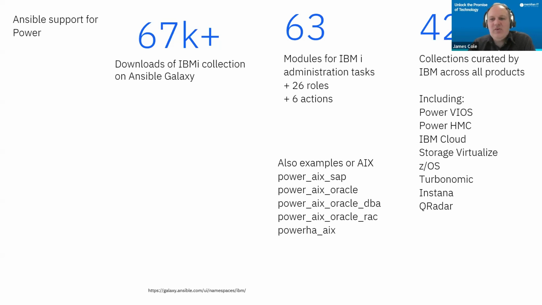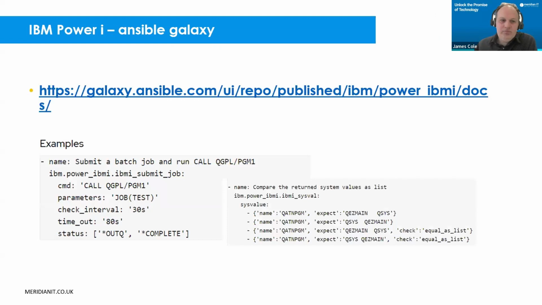But the thing here about Ansible is it's not just specific to IBM Power, IBM i. There are lots of different IBM collections available. So you'll have a collection, and then each collection will have its own internal modules. And again, we can see some of that on the next slide.